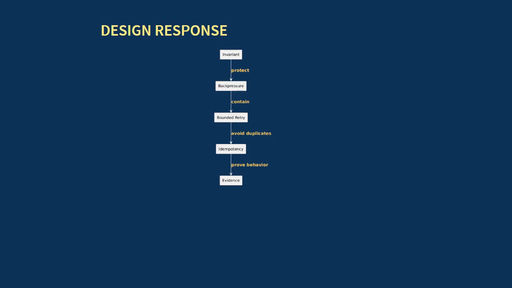The correction starts by protecting the invariant directly. Back pressure, bounded retries, idempotency, and evidence collection each defend a different part of the failure. Isn't adding retries or a lock enough? Not automatically. Each mechanism has a trade-off. Back pressure can reduce throughput, bounded retries can delay completion, and idempotency usually needs extra state or keys. The right choice depends on what property must remain true.